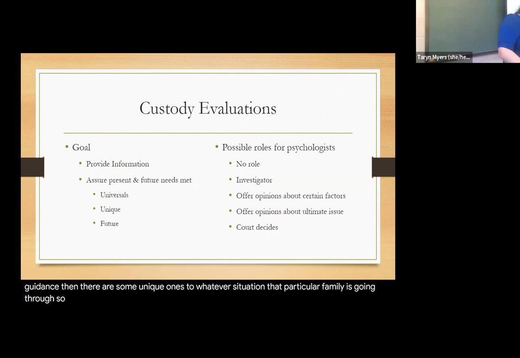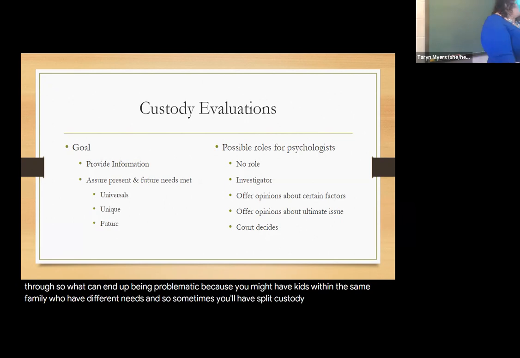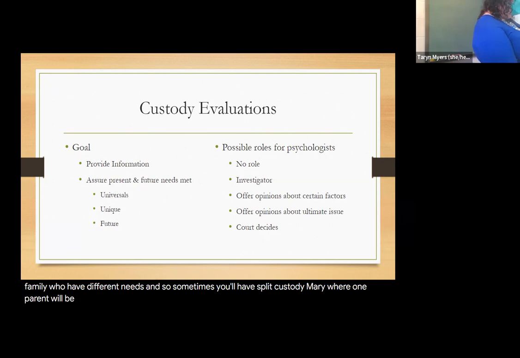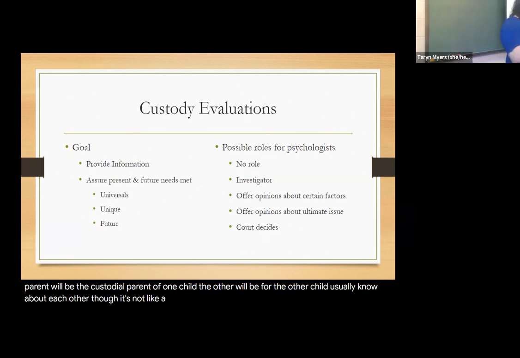So what can end up being problematic is you might have kids within the same family who have different needs. And so sometimes you'll have split custody, right, where one parent will be the custodial parent of one child, the other will be for the other child. They usually know about each other, though. It's not like a Lindsay Lohan Parent Trap moment. I don't know if that reference might be too old for y'all now.